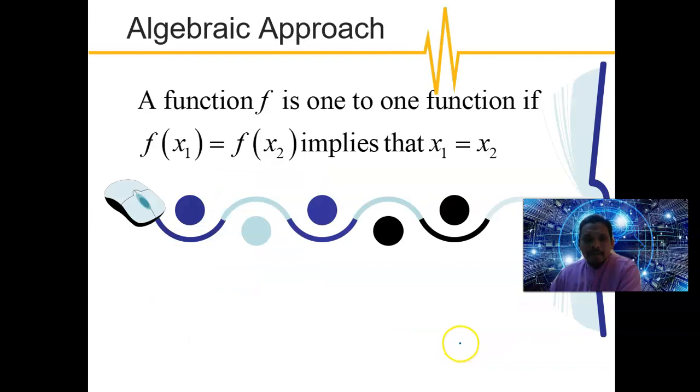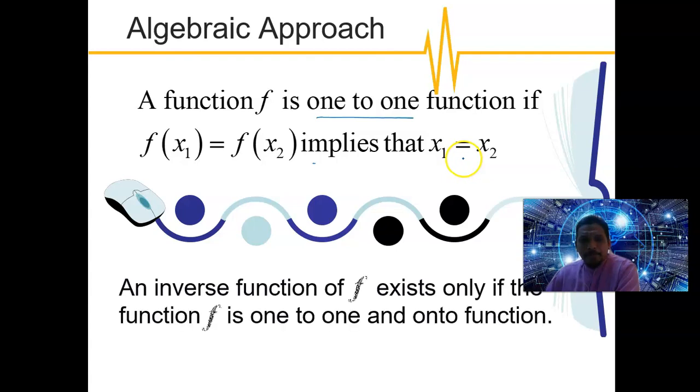Okay, so a function f is a one-to-one function if f(x1) equal to f(x2) implies that x1 equal to x2, which I think that we had discussed earlier in lecture 5.1. An inverse function of f exists if and only if the function is one-to-one and onto function.